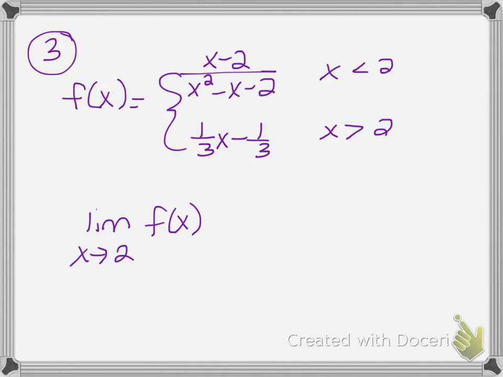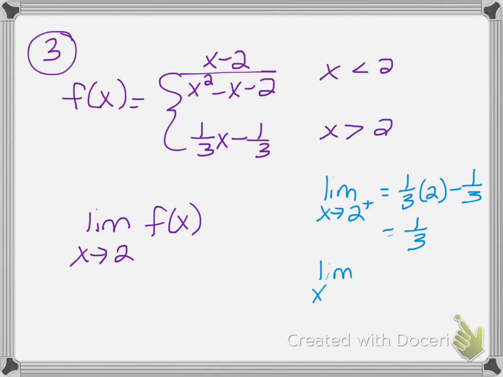Alright, on this one. This one's kind of strange because if I'm wanting the limit as I approach 2, basically I need to plug 2 into each equation. Well, the bottom equation is pretty easy. So the limit as x approaches 2 from the right would be 1/3 times 2 minus a third, which is 2/3 minus a third, which is 1/3.